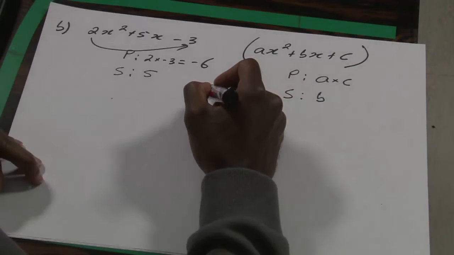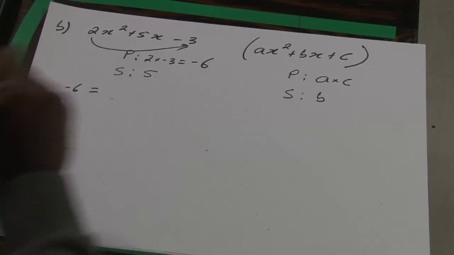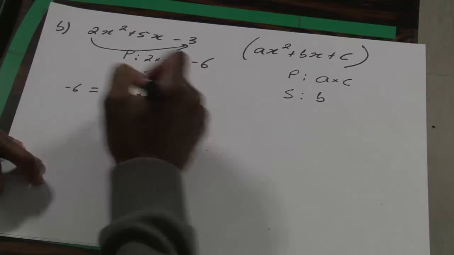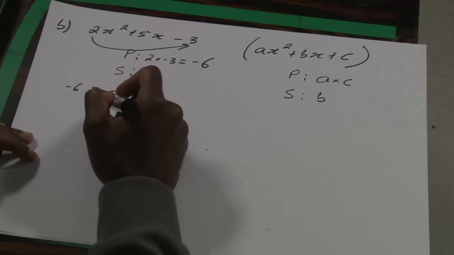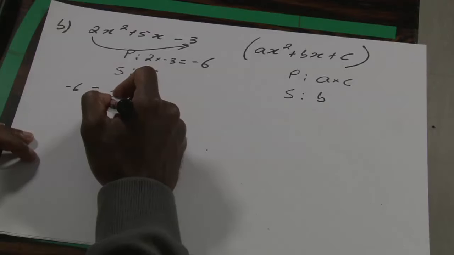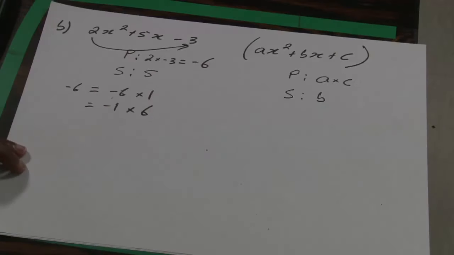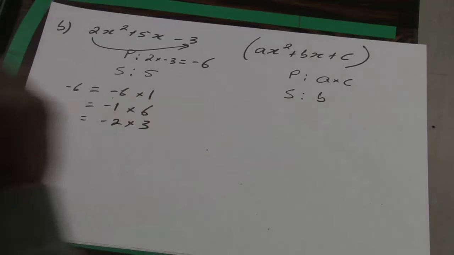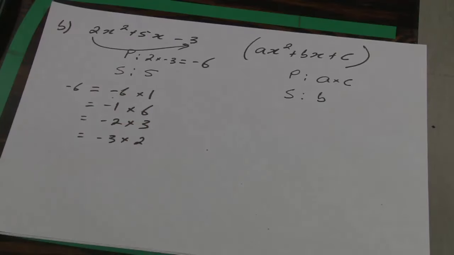So we can have -6 written as -6 multiplied by 1. It can be written as -1 multiplied by 6. It can be written as -2 multiplied by 3, and can be written as -3 multiplied by 2. And I think that's what we have, isn't it?